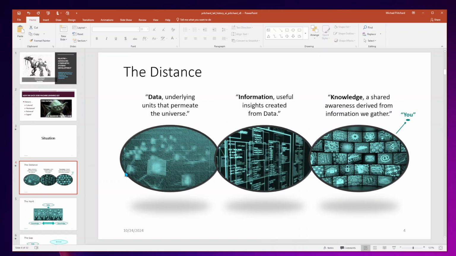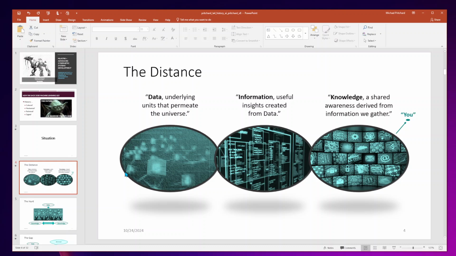It really starts with this idea of data, this managing of data. When you talk about the knowledge, information, data framework, the KID framework, you have data, which is this underlying thing that can't be destroyed. It's just a part of the universe, something that's out there. Then these basic units of data, when you put them together, create useful insights, which we call information.